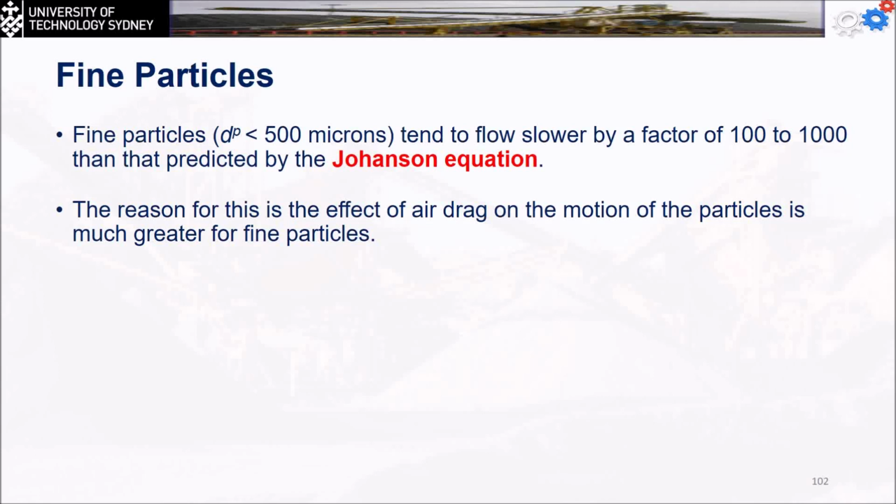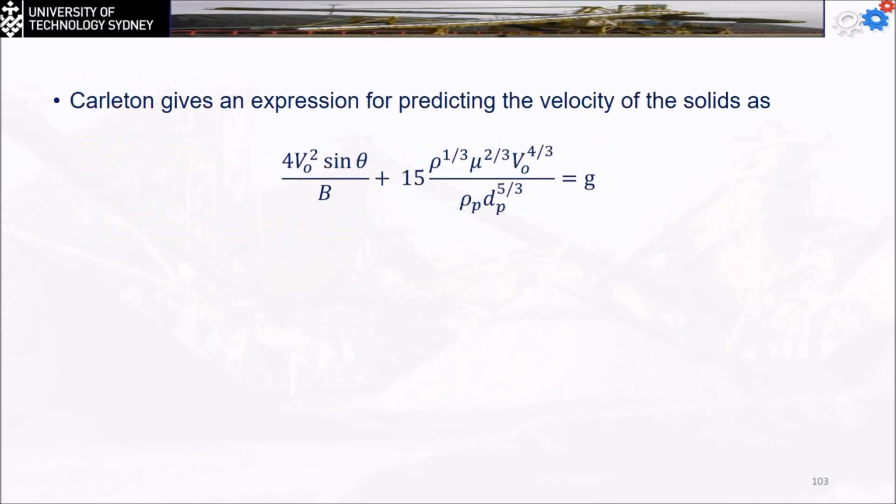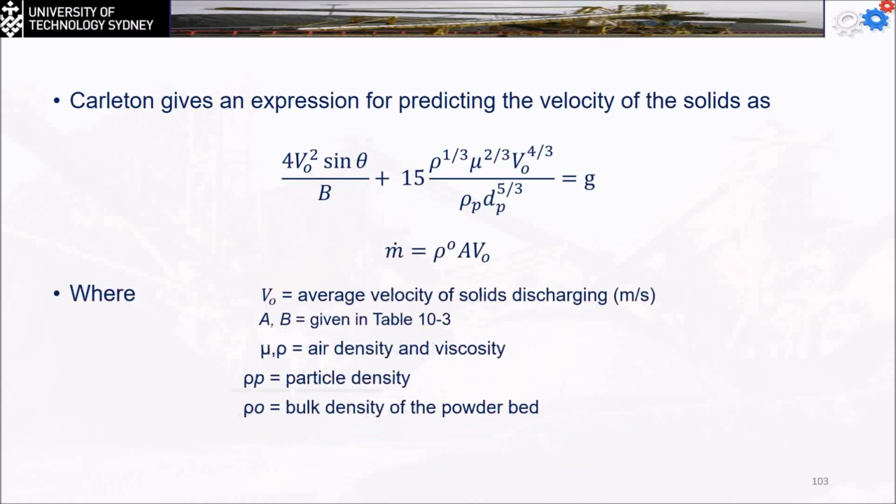Okay, I'm not going to give you a powder in the final exam. Okay, so Carleton gives the expression for predicting the velocity of the solid as this equation. I'm not going to read it. So simply, m dot is equal to rho multiplied by A multiplied by V0. How to find V0? You have to use this equation to find V0. So definitely I'm not going to give you that in the final exam. I don't want to fail you.